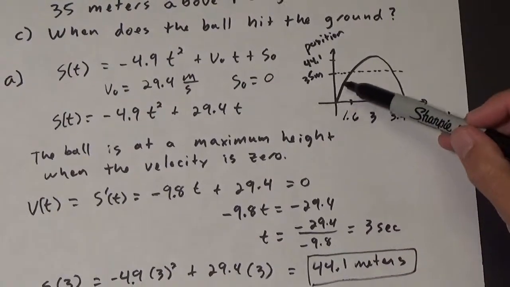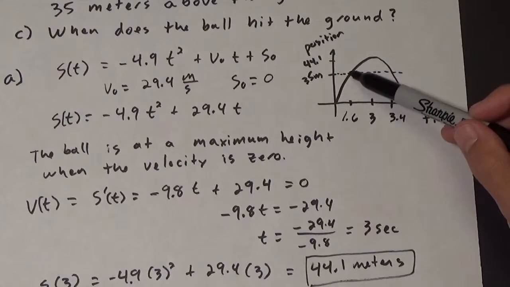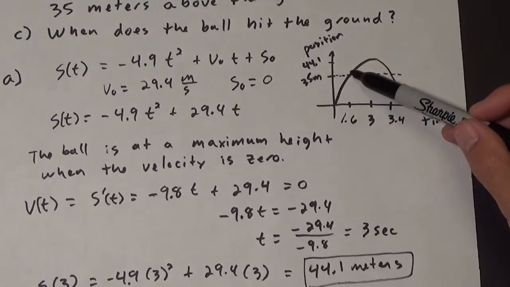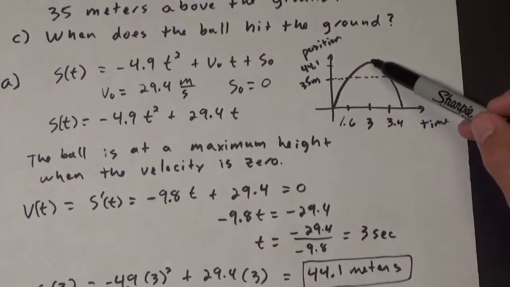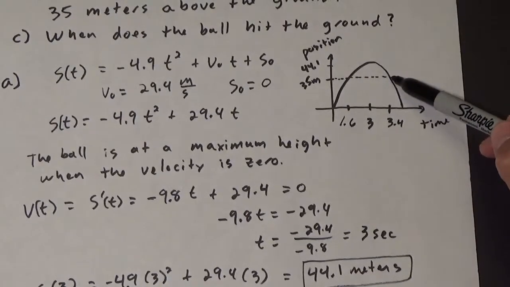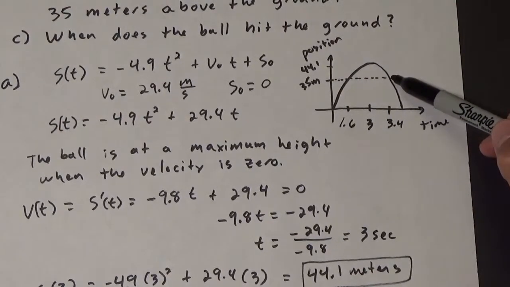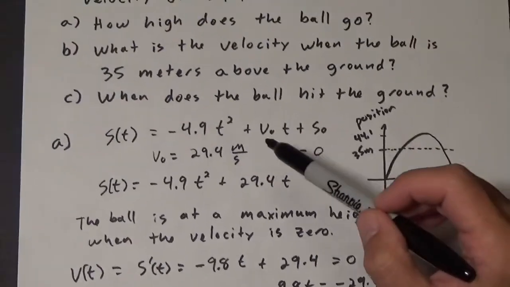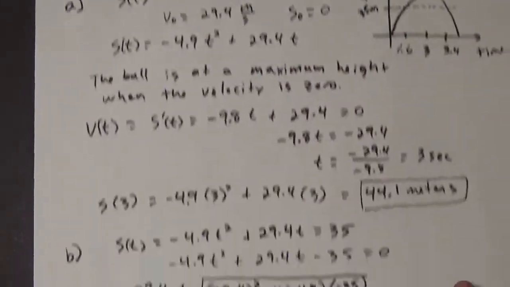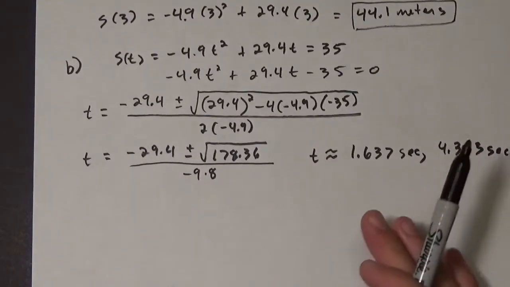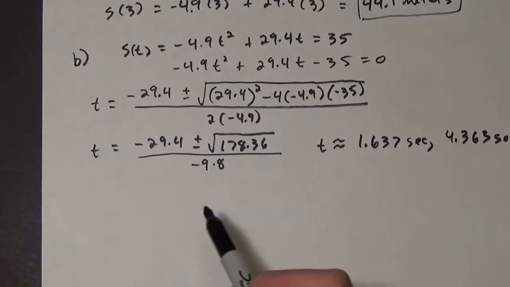And so the ball travels up, and it gets to 35 meters at 1.6 seconds, goes to its max at 3 seconds, and then it comes back down and hits 35 meters at 3.4 seconds. And we want to know what the velocity is at those 2 times. So now we need to calculate that.